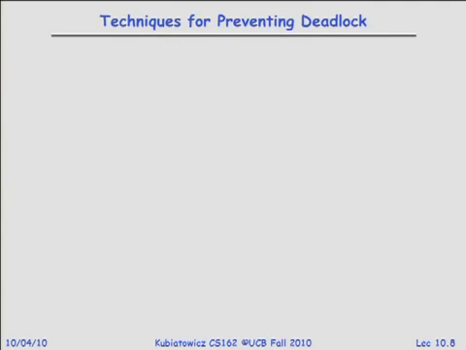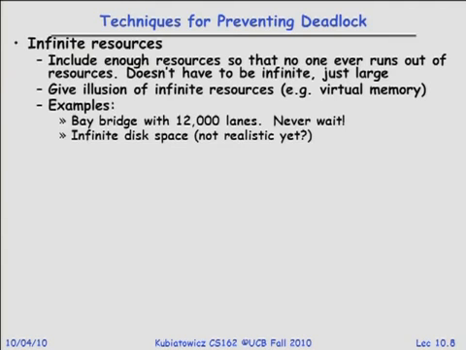So what are some good techniques for preventing deadlock? Well, one of them is infinite resources. Okay? Now, this is the example of the Bay Bridge, 12,000 lanes, no problem. Okay? You never end up waiting.